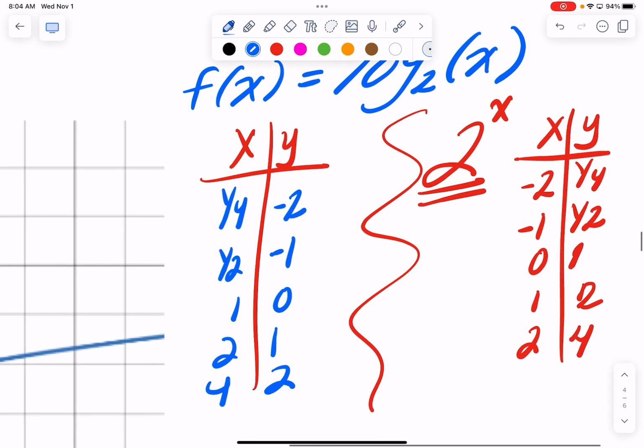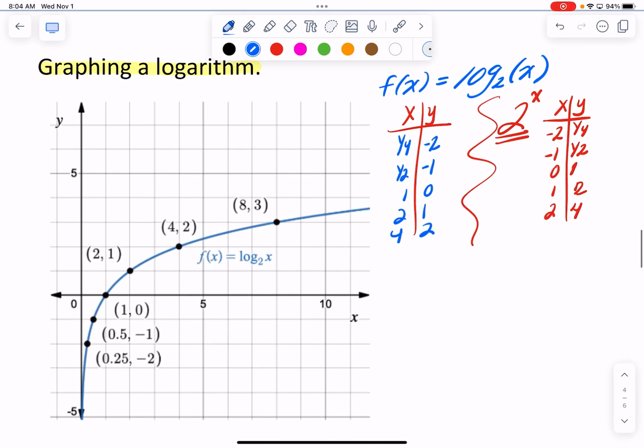Now I've already graphed it for quickness purposes. So look, over 1/4, down 2 units. Do you guys see? Over 1/2, down 1 unit. Over 1, up 0. Over 2, up 1. Over 4, up 2. And then I connected the dots. So graphing a log is not hard, is it? You put the exponential and you switch the points and whoop, there it is.